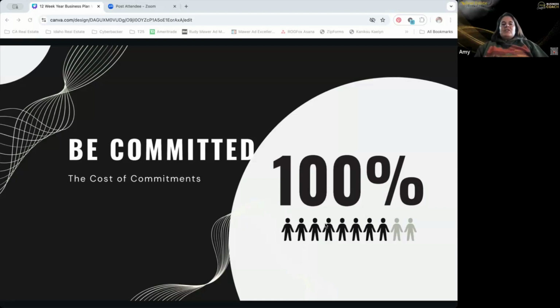Okay. For each commitment that you make in your 12-week goal and your weekly tactics, take time to assess the cost and ensure that you're willing to pay the price for the success of that goal.